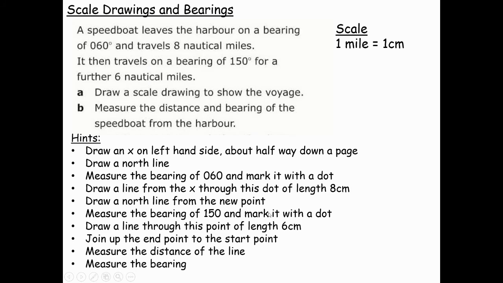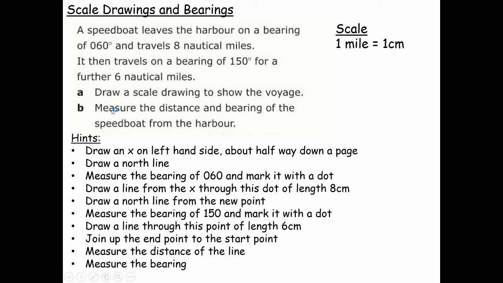So your protractor is going to go on the new cross. And then you're going to have 0 pointing up to north. You're going to measure around to 150, mark it with a dot, a 6 centimetre line, because now we're going 6 nautical miles. And that's the journey it went on. But that's part A answered.